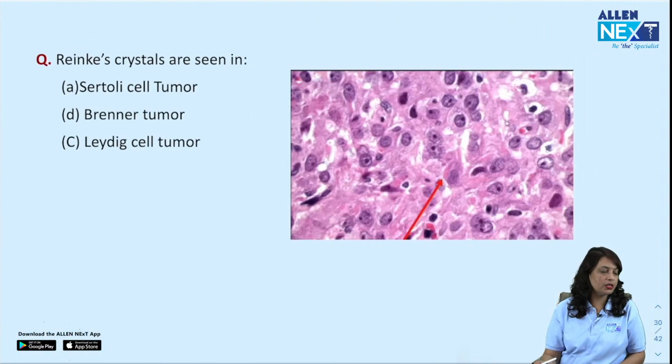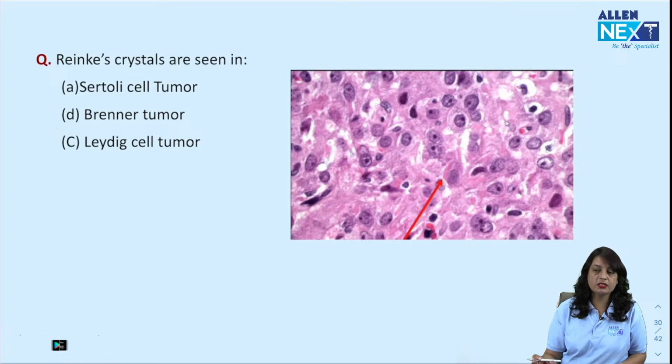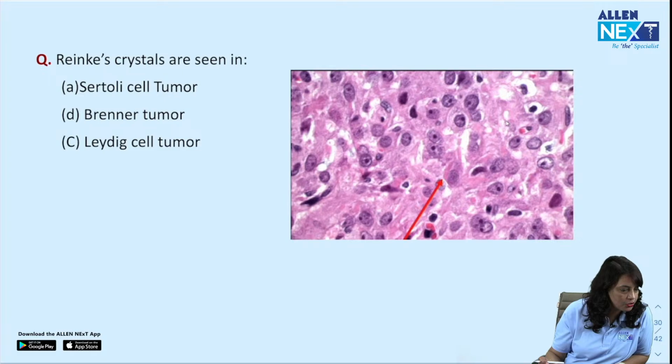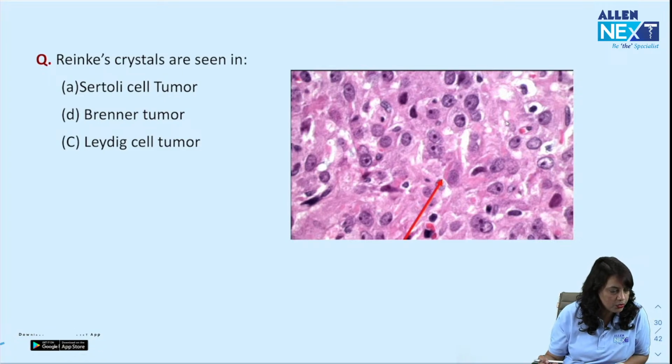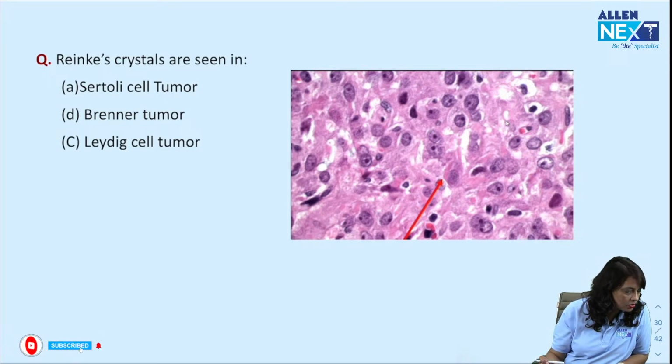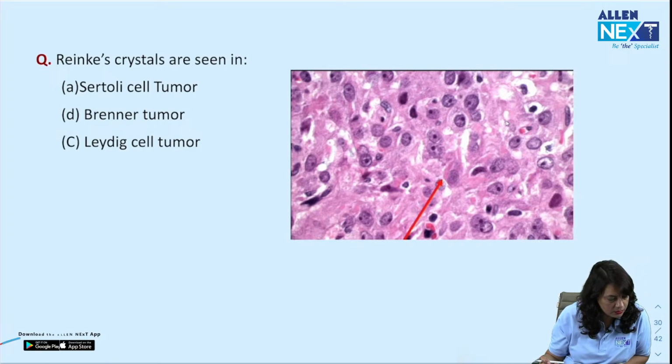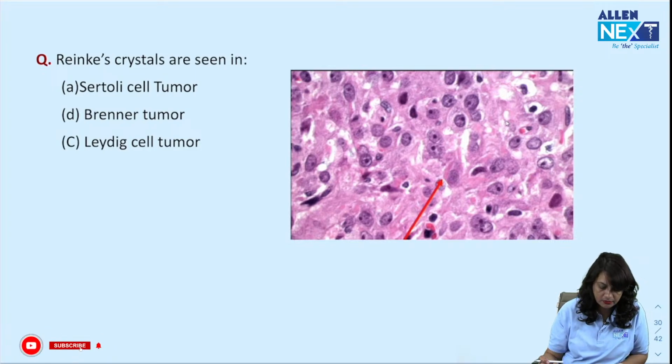Now another question is, Reinke's crystals are seen in Sertoli cell tumor, Brenner's tumor or Leydig cell tumor. So these are the options provided to me. Anyone you want, you can write the answer. I can see your chat. So what answer you have marked, students? I can see Dr. Mohan Raj writing the answer for the previous question. Now what is the answer you have written for this?